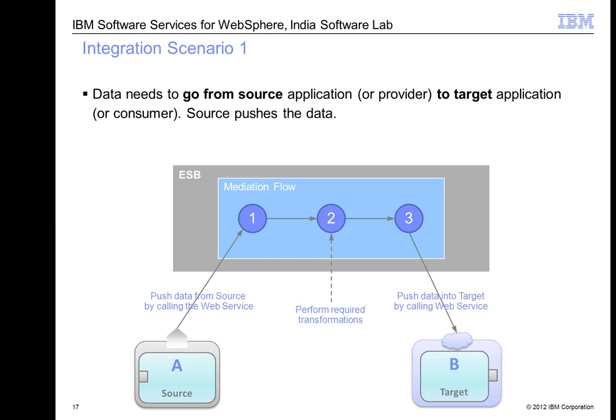by calling the web service of system B. So once again, A is calling the web service of the mediation flow and pushing the data into the mediation flow. And step number 3 is calling the web service of target B and pushing it into the target application.